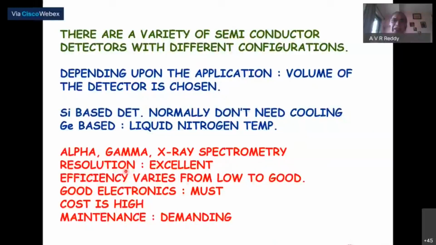Resolution is excellent. Efficiency varies from low to good. Nowadays, high volume detectors are made. Efficiency is improving. Of course, we compromise slightly on the resolution. Good electronics are a must. Cost is high. Maintenance is very demanding.